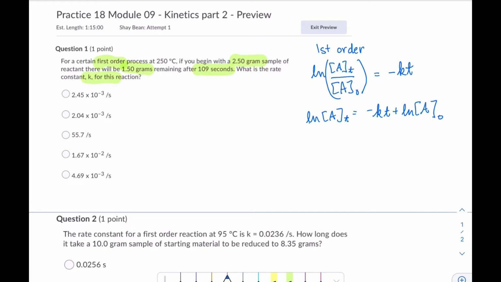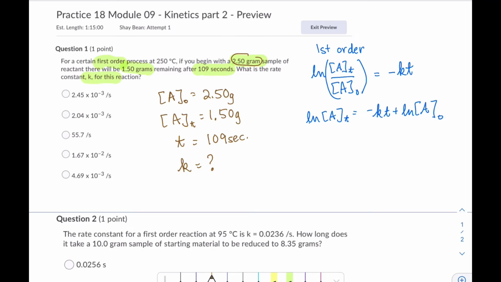You'll notice in this problem, we have an initial, it's not a concentration, but it's an amount. And for first order, it doesn't matter. It's 250 grams. The concentration, or the amount, for first order, it can be either, at time t is 1.50 grams. And the time is 109 seconds. And the rate constant is what you're looking for. Take this equation, plug in your values, solve for k.